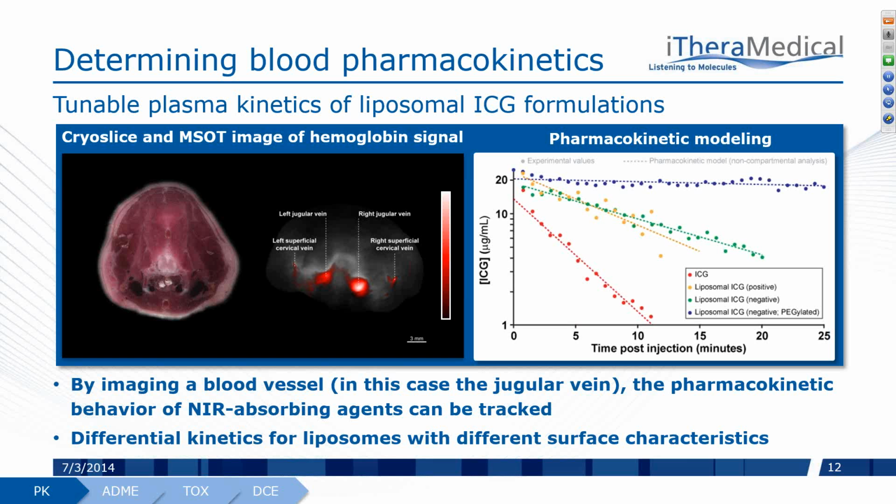We made positively charged liposomes, negatively charged liposomes, and lastly we made pegylated negatively charged liposomes. So especially if you look at the pegylated liposomes in blue, we can see that we extend the half-life because the liposomes now escape the uptake by the macrophage, so they circulate much longer, and we can achieve relatively stable ICG levels over the course of hours using these techniques. And these differences can be non-invasively detected by MSOT imaging.